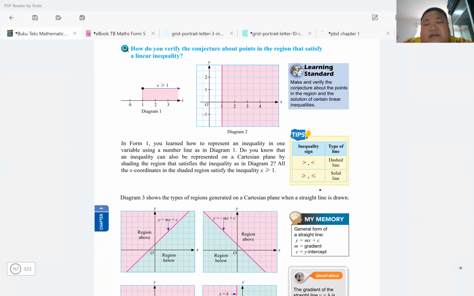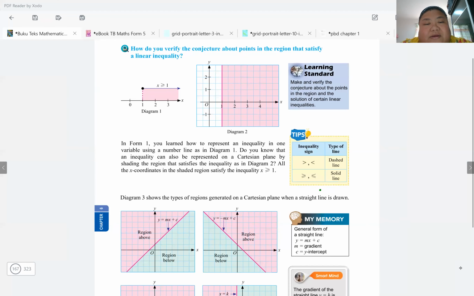Okay, the second learning standard that we learn is to make and verify the conjecture about the point in the region and the solution of certain linear inequality. Usually, if there is no equal to sign, for example greater than or less than, we use a dash line. If we have the symbol greater than or equal to, or less than or equal to, we use a solid line.